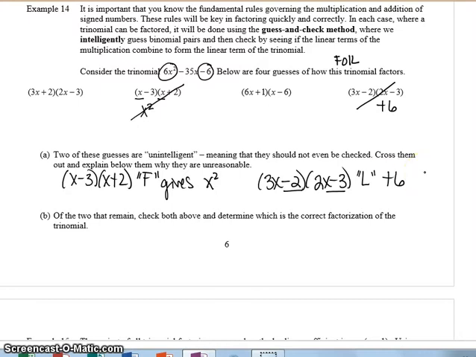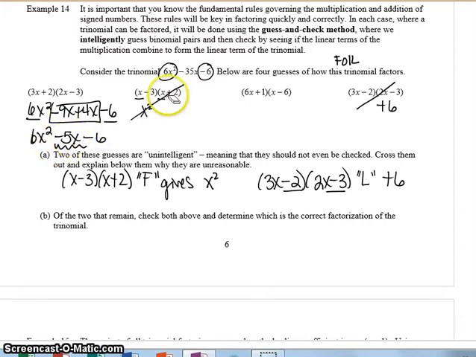Of the two remaining, check both above and determine which is the correct factorization of the trinomial. Well, so then I just kind of factor them. So when I FOIL this one, I'm going to get 6x squared, my outers minus 9x, my inners plus 4x, and my last minus 6. So those match, but now you have to make sure these middles combine. So I end up with 6x squared minus 5x minus 6. So looking here, it says negative 5x, and it's supposed to be a negative 35x. So you know that this choice is out as well.